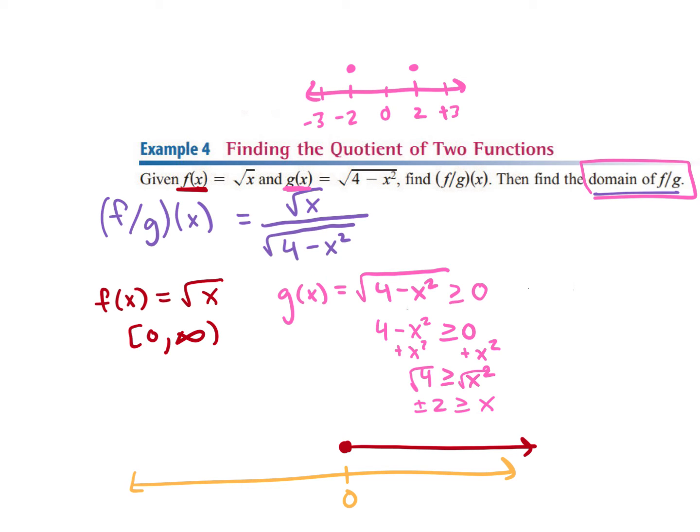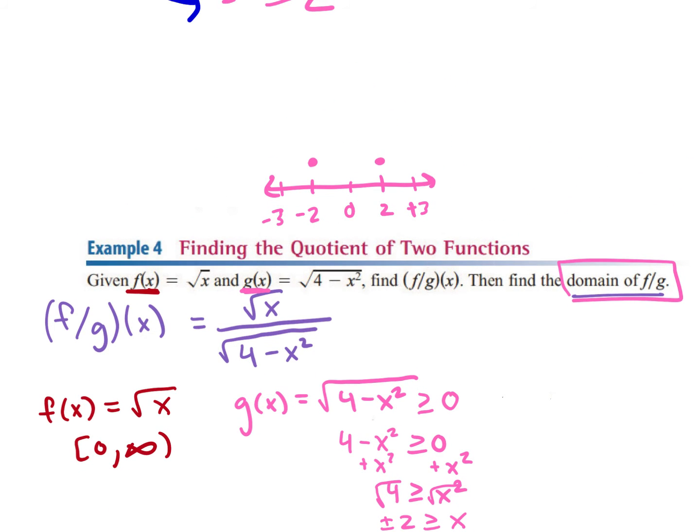So let's plug in -3 into our function. So I have the square root of 4 minus -3 squared. So this would be 4 minus 9. Is 4 minus 9 positive? Nope, it would be -5. Can I take the square root of -5? No, so to the left out here does not work.